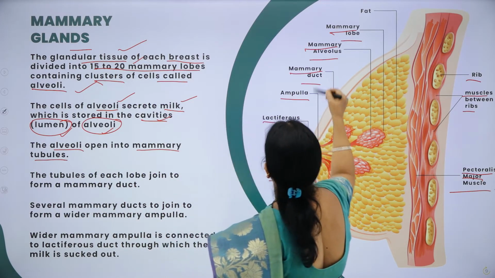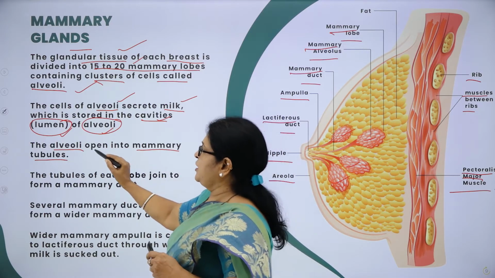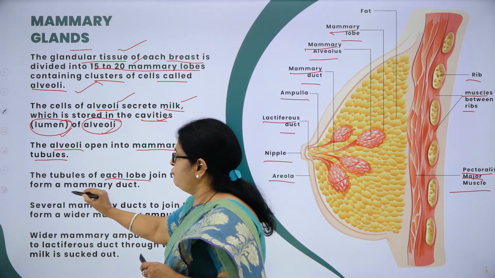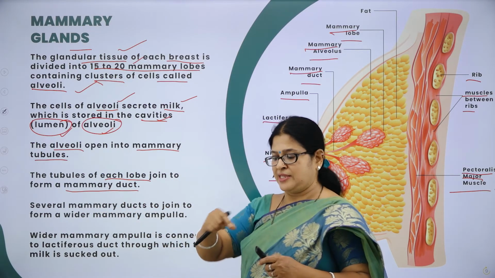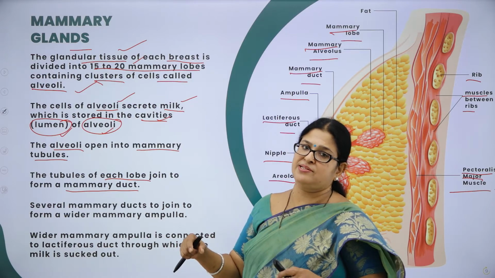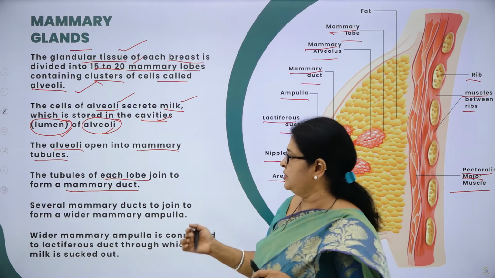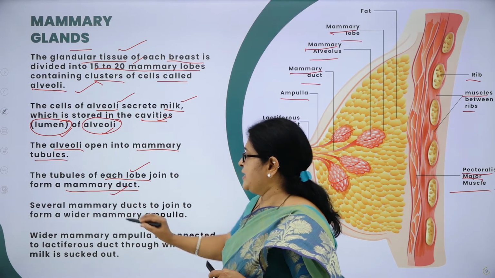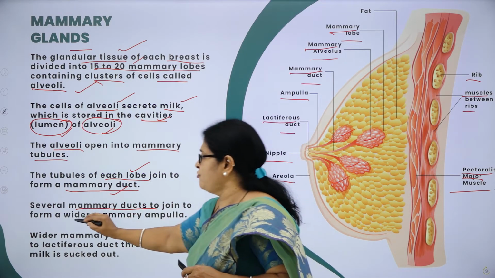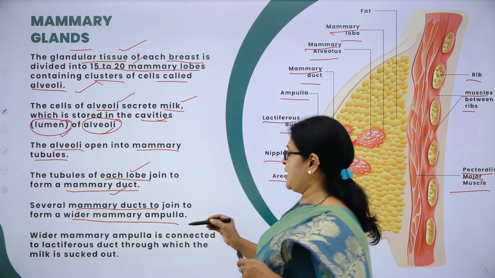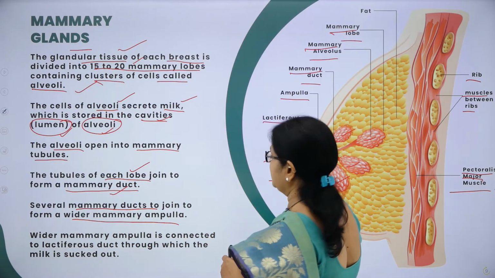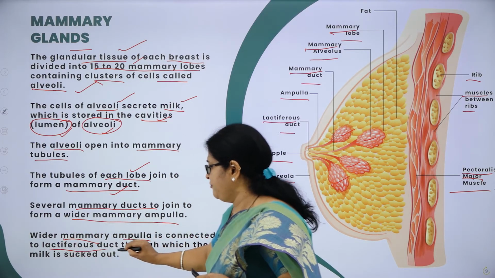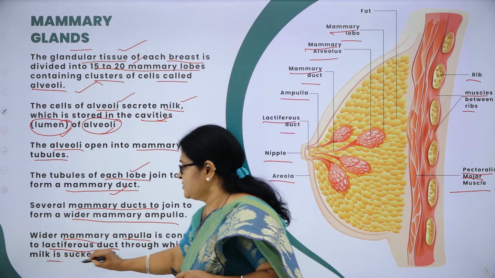You can see the mammary tubules here. The alveoli open into mammary tubules. Then the tubules of each lobe join to form a mammary duct. As I said, a duct is nothing but a pipe-like structure which carries the secretion. Here the secretion is nothing but the milk. The tubules of each lobe join to form a mammary duct, and several mammary ducts join to form a wider ampulla. From the ampulla it goes to the nipple. So the wider mammary ampulla is connected to the lactiferous duct through which the milk is sucked out.